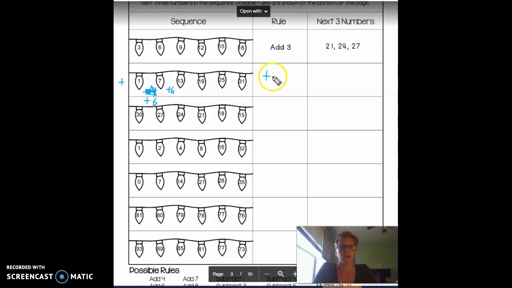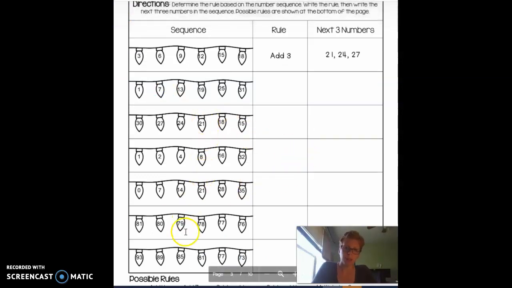So our rule is plus 6, and I want you to write this on your piece of paper. Now we need to write in the next 3 numbers. So 31 plus 6 is what? 37. What's 37 plus 6? 43. And 43 plus 6 is 49. Very good.